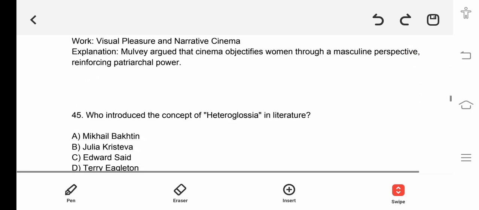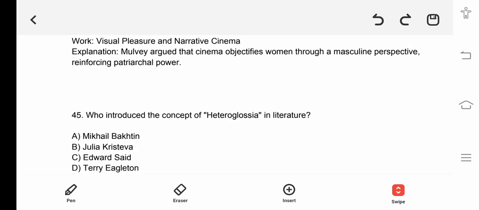Next question. Question number 45. Who introduced the concept of heteroglossia in literature? As I told you earlier, all the concepts by Mikhail Bakhtin were given in the single paper which was held in Jan 2025. Carnivalesque you just saw, then dialogism, heteroglossia, all these concepts are given by Mikhail Bakhtin and appeared in the same examination. So you must not skip Mikhail Bakhtin, everybody, if you want to score well.